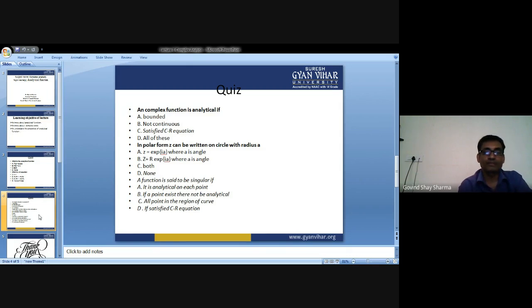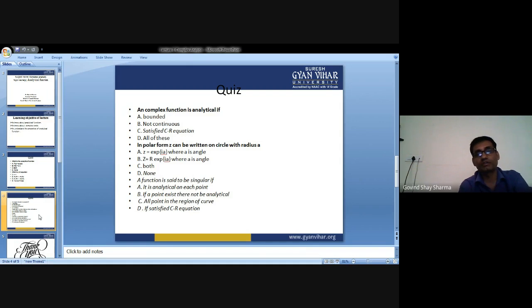So here is the right option. In polar form, Z can be written on a circle with radius a. If it gives radius 1, then the other option is also right, so both options are right, because the radius is not specified. Either r is the radius or we take a as the unit. Both are right.